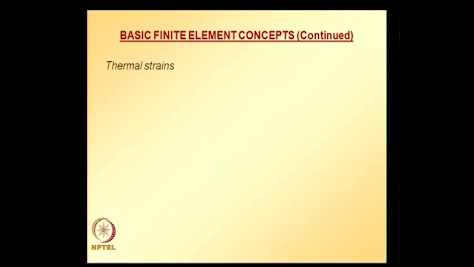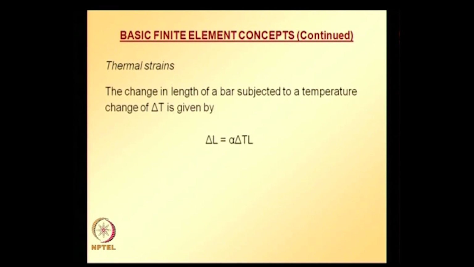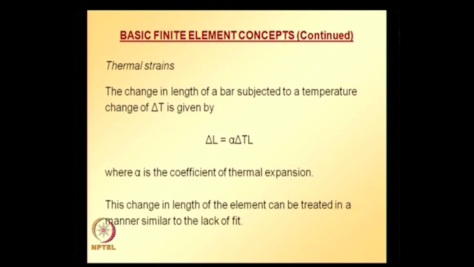And now, how to solve problems because of change in the temperature. We know that change in the length of a bar subjected to a temperature change of delta T is given by delta L is equal to alpha delta T times L, where alpha is the coefficient of thermal expansion, delta T is the change in the temperature, and L is the original length of the member.